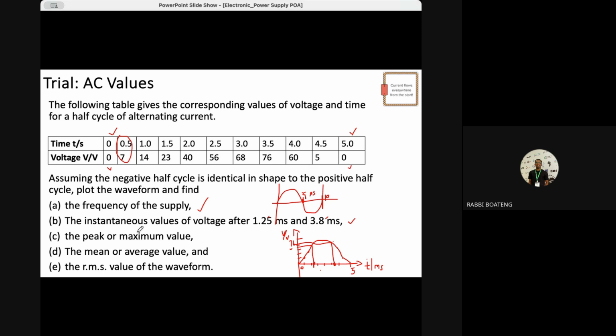The next question is telling us to find the maximum or the peak voltage. What did you get for this? Okay, Sarah, for the peak voltage, I got 76 volts. Okay, perfect. That one, even from the chart, you can easily see it. Is that okay? That is the peak voltage.